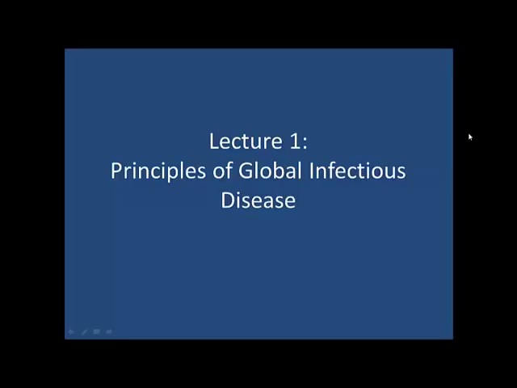This is going to be a lecture on the principles of global infectious diseases. We're focusing primarily on the infectious diseases of the developing world. However, a lot of the times the diseases of the developed world and the developing world can overlap. Just keep that in mind. But for the purposes of this course, we'll focus primarily on the developing world.